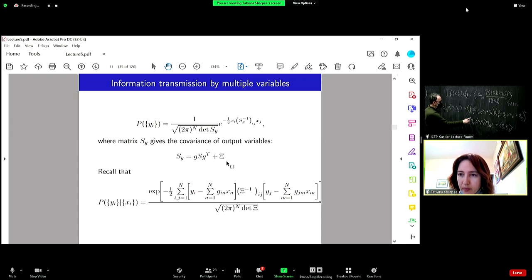So you see, in matrix form, this is just the matrix G, which is written there. Then you have the covariance matrix of the input, which is S. And this is G transpose, because you see the two indices are transposed. And this is the covariance matrix of the noise, which is this matrix here. Very simple linear algebra.